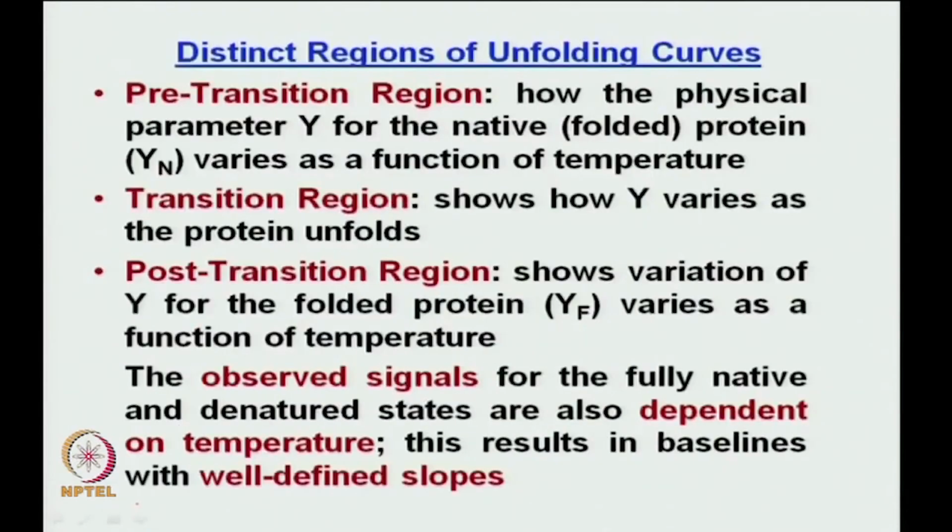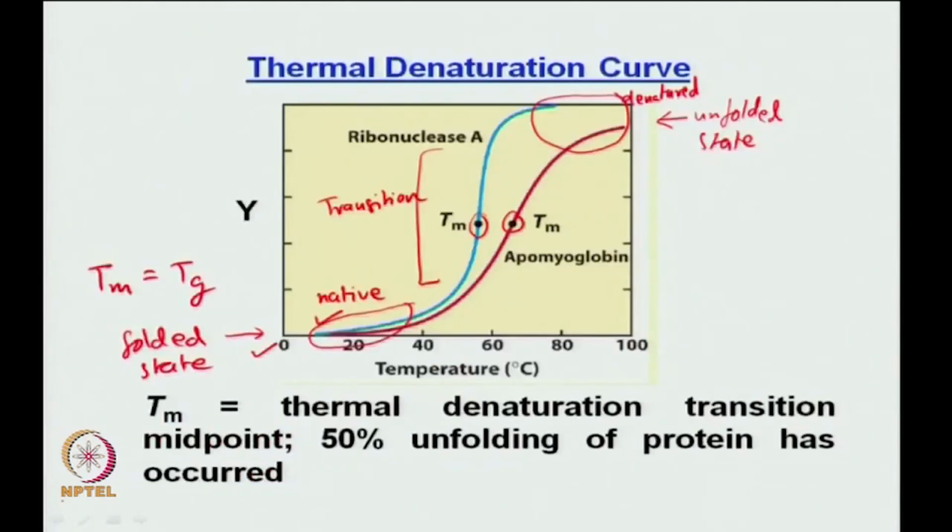Let us look at the next point. Next is the transition region. The transition region shows how y varies as the protein unfolds, because in the pre-transition region your y was essentially yN, it was varying little based on temperature, but now the transition region is where the maximum change is happening, right. So, this is the transition where the maximum change is happening. Okay.